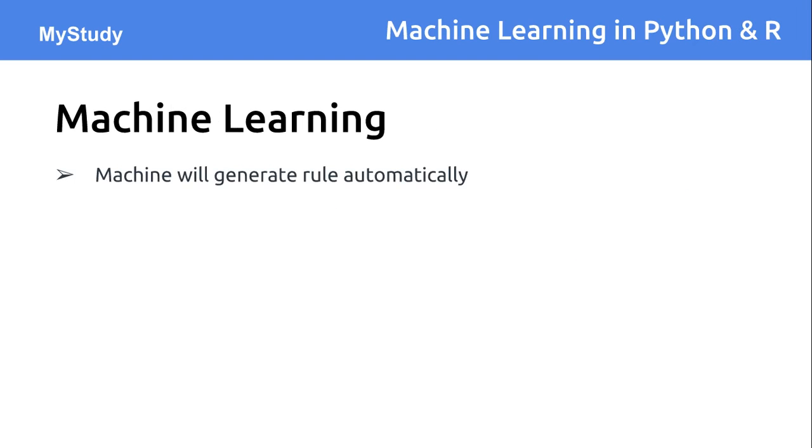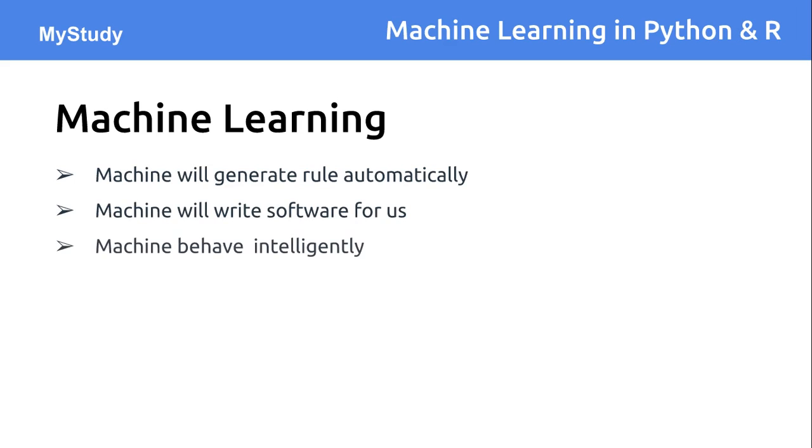So machine learning is nothing but generating those rules automatically for us. Machine learning will write the software for us, so maybe in the future we do not need to write software. Machines will start behaving very intelligently, and machines will start thinking. That is what machine learning is.